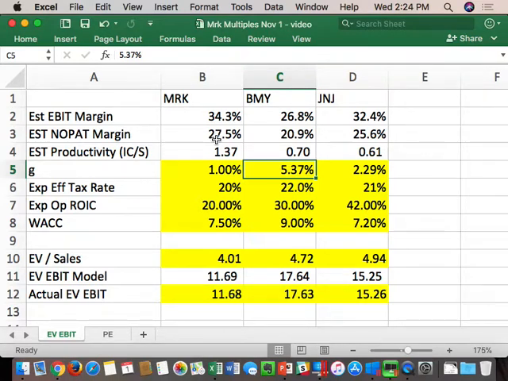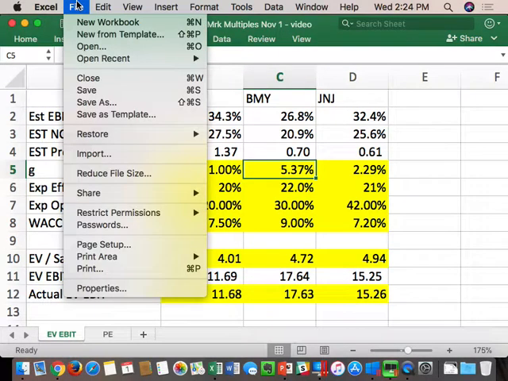Yes? Is the productivity, do you think, one of the key reasons that their growth is so much lower than the other two compared to... Well, let me do this.